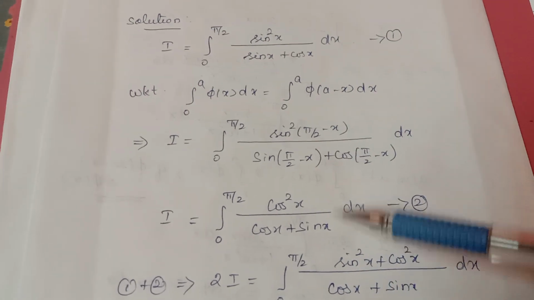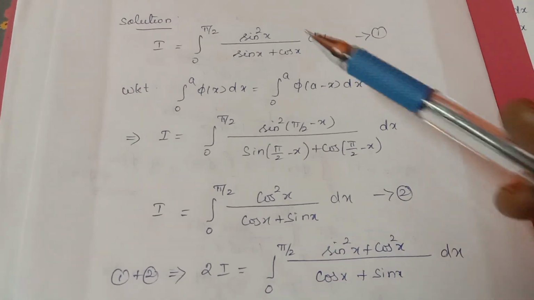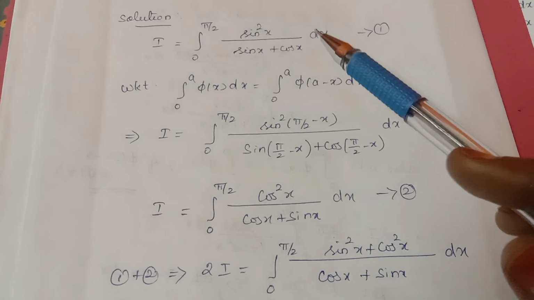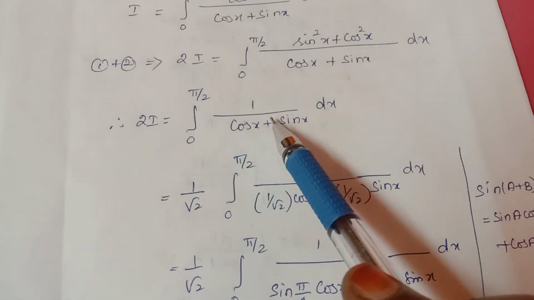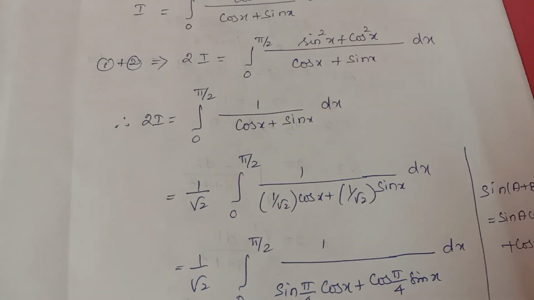Now you add equations 1 and 2. So what you get? 2I equals, the denominator is common. In the numerator what you have? Sin square x plus cos square x. But sin square plus cos square equals simply 1. So I am getting integral 0 to pi by 2 of 1 by cos x plus sin x.